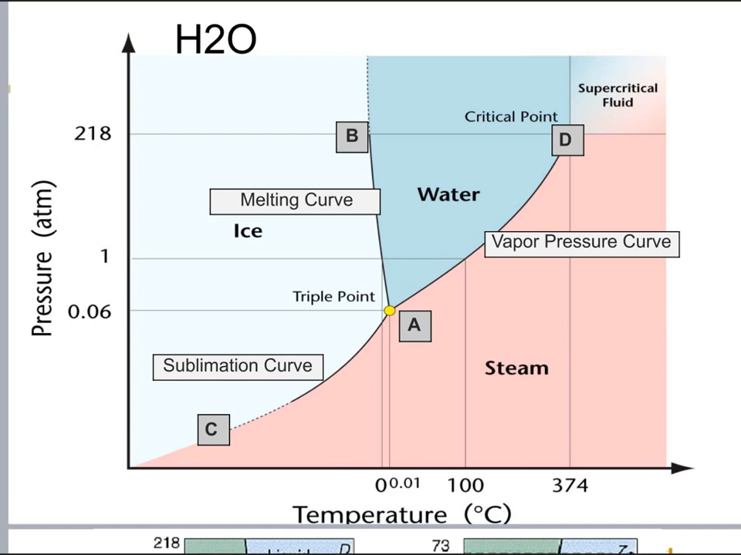Last thing is the lines themselves actually have names too, not just the 2 points and the 3 phases you need to know. You also need to know these 3 lines. So the line between the ice and the water where melting would occur is called the melting curve. The line between where sublimation and deposition would occur is called the sublimation curve. And then this might look familiar from earlier, the line between steam and water, the vapor pressure curve. That's the one that we used that also had temperature and pressure, and we were able to determine the boiling points.